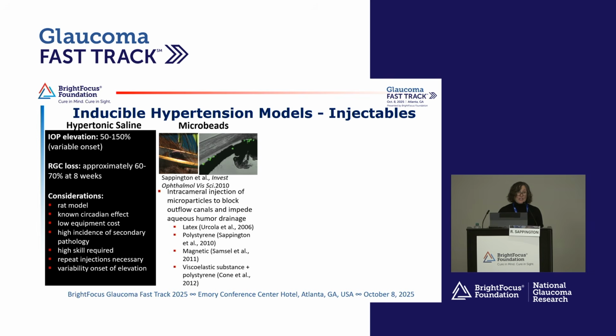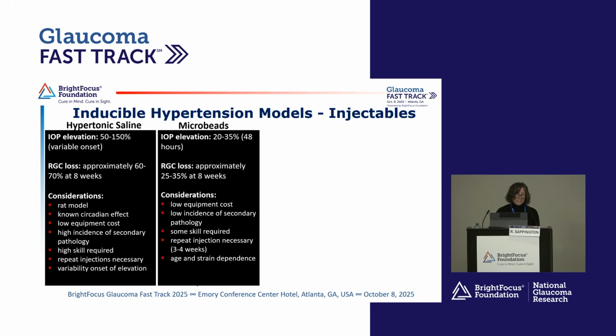The second is microbeads. So now we're switching to injecting things into the anterior chamber. This is achieved by intracameral injection of microparticles, and this then impedes aqueous humor drainage through the canals. So various different types of materials have been used: latex, polystyrene, magnetic beads that then use a magnet to get greater seeding of the microbeads into the anterior chamber, and then also the combination of these type of particles with viscoelastic substance to, again, kind of seat them better in the canals.